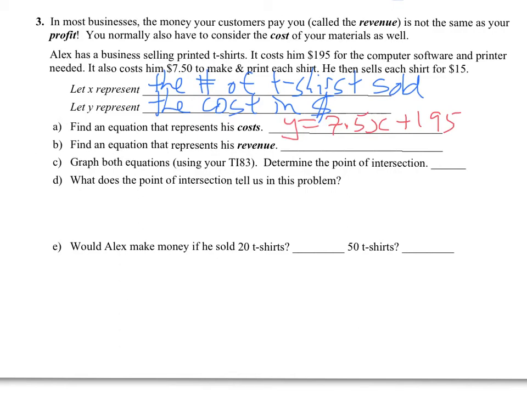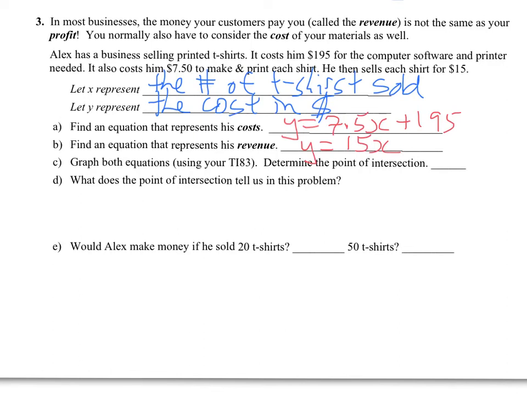Now, what would be the equation for the money he brings in? 15x. That's it. 15x. $15 for every shirt sold. Now, I won't have you guys fumble around on your TI, because we would actually here have to fool around with our window to get this right. Maybe I'm actually going to do this on the side.